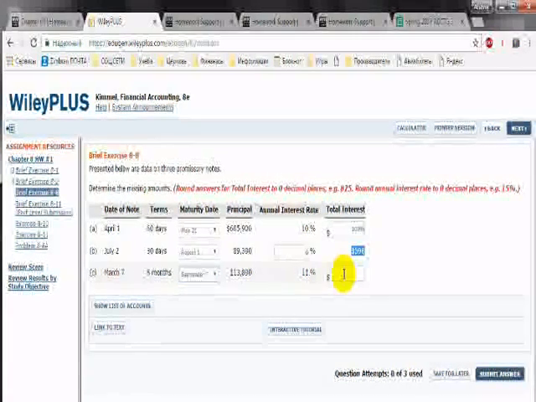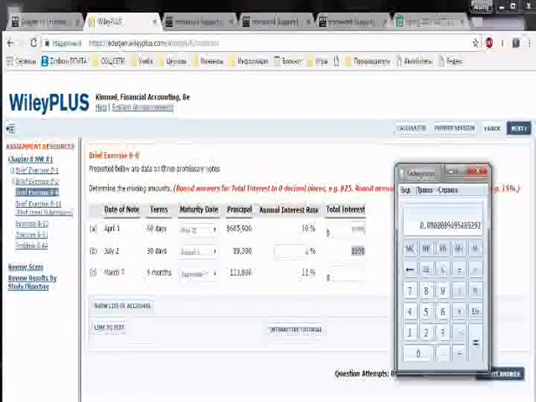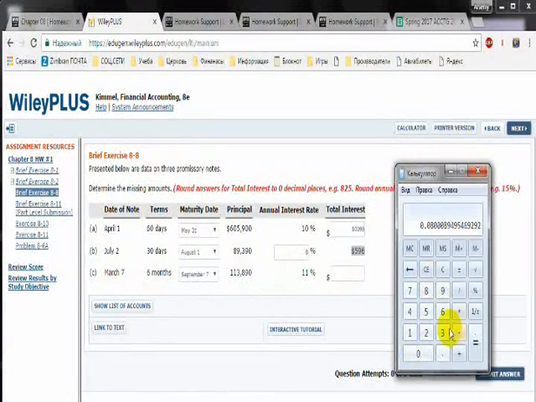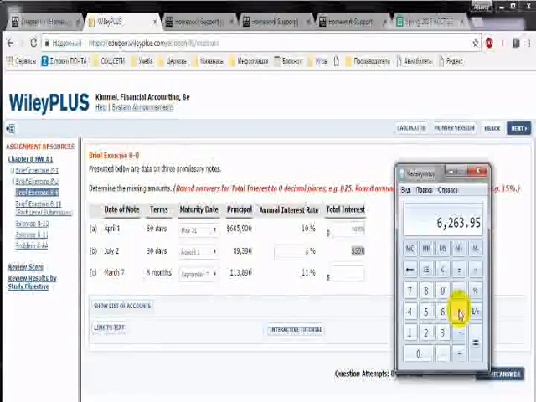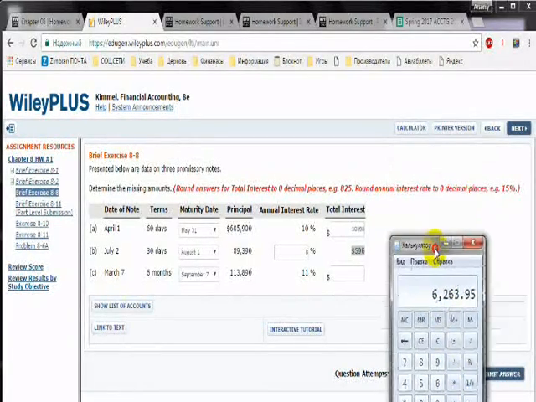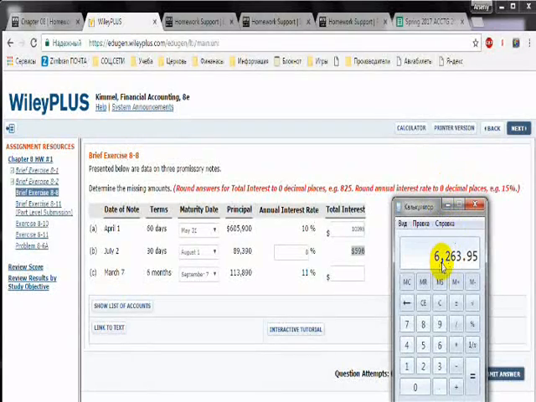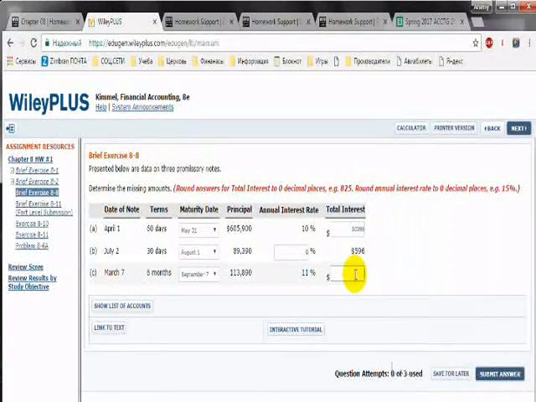And what do we have here? We need to count it. 8 months out of 12 months will be two thirds of the year, times principal times interest rate. Well, if we round it to 0 decimal places, it will be 6264. I would submit that.